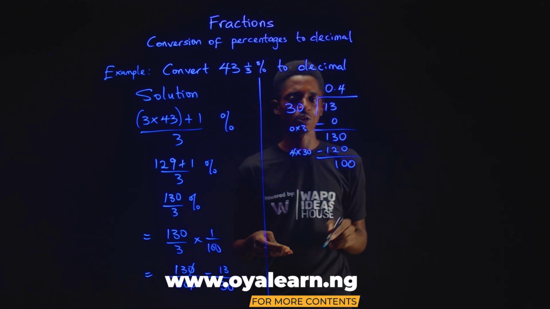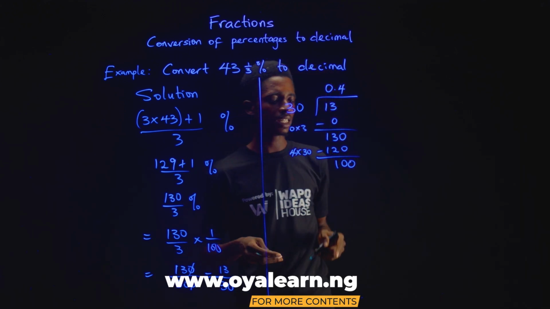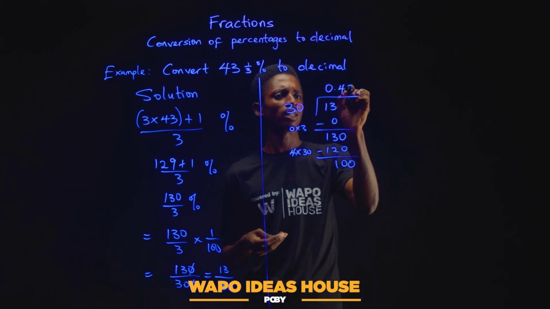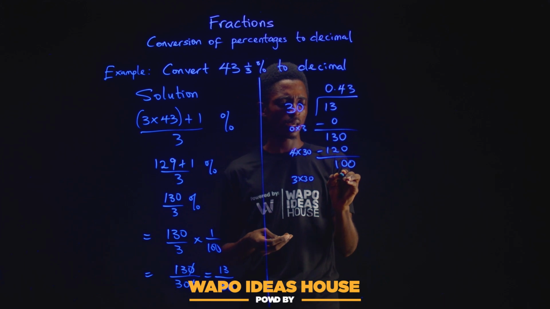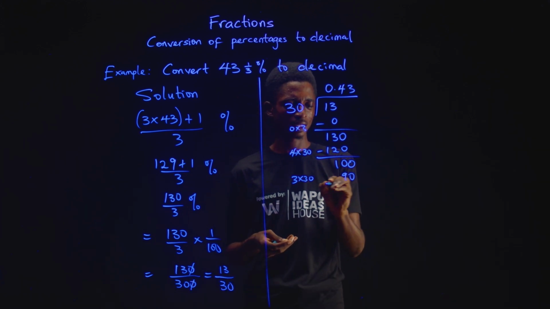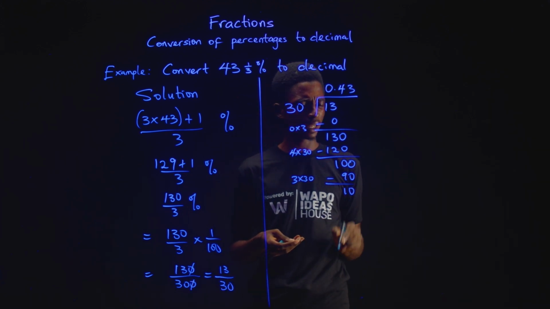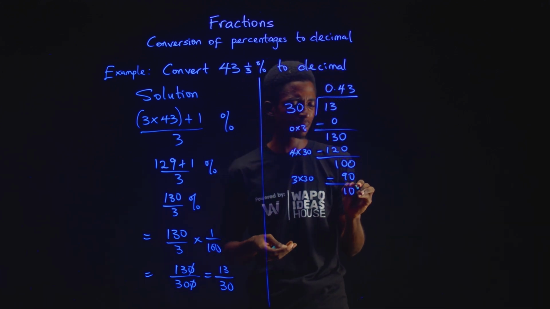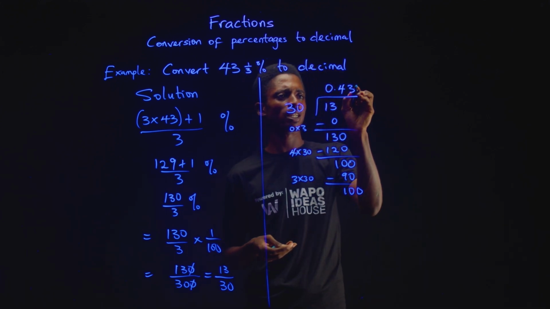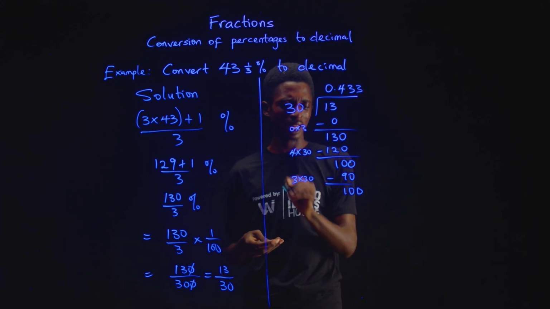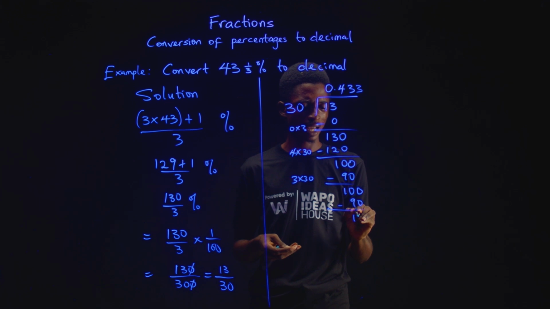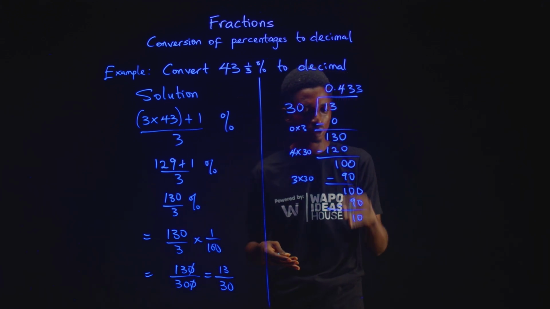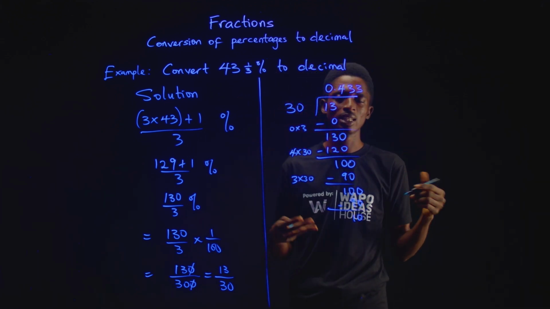Now another 0 to this. 30 in 100. That will be 3. And then when you apply 3 times 30, we have 90. Subtract, you still have 10. Repeat the same step. 30 in 100, 3. 3 times 30 is 90. And then when you subtract, you still have 10. You can do this on and on. You still keep having the same recurring decimal.